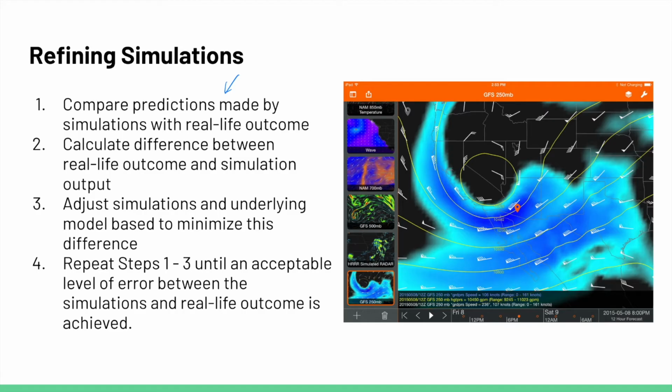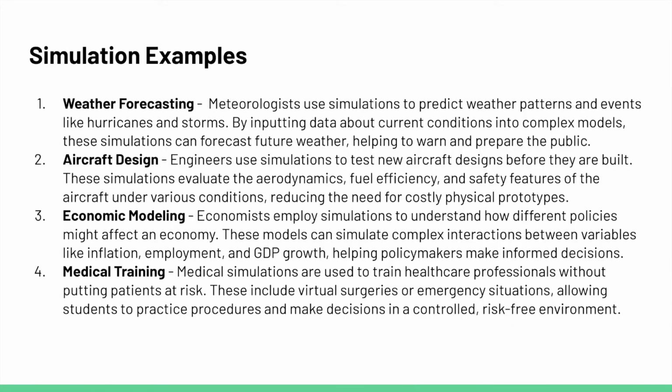So we take data for situations where we already know the outcome. We put it into our simulation, we see what the outcome is, and then compare that to what happened in real life, and look at the difference between them to decide how we need to change our simulation. And then we just keep doing that until we have an output from our simulation that is within some acceptable level of error.